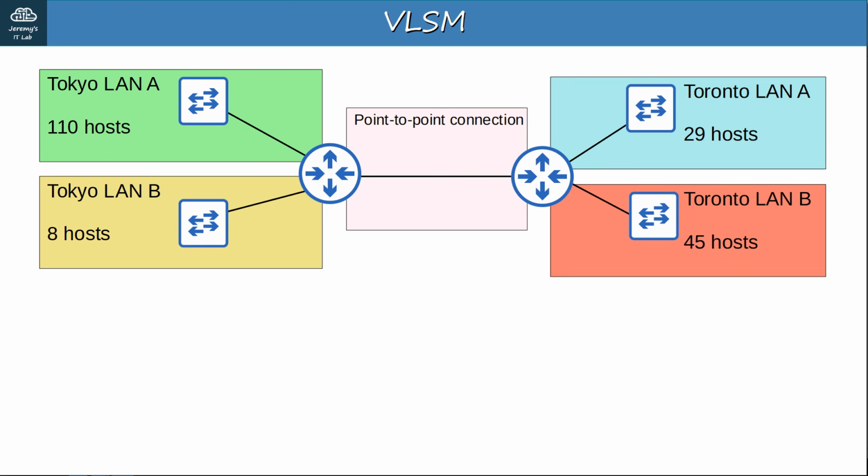So here's an example small enterprise network. There are 2 LANs in Tokyo and 2 LANs in Toronto. Tokyo LAN A has 110 hosts, and Tokyo LAN B has 8 hosts. Toronto LAN A has 29 hosts, and Toronto LAN B has 45 hosts. Also, there is a point-to-point connection between the 2 routers that we must assign IP addresses for.